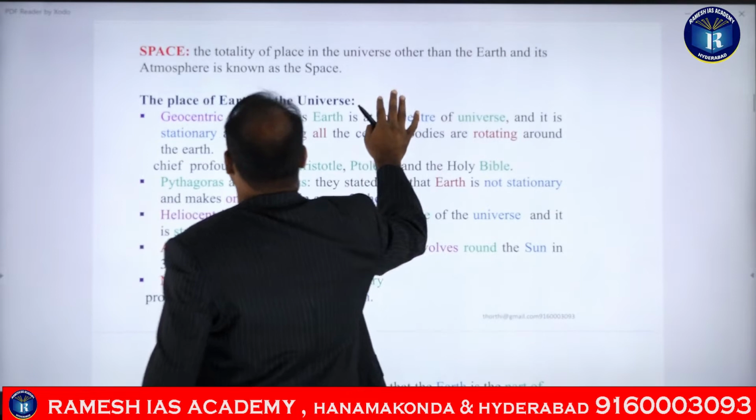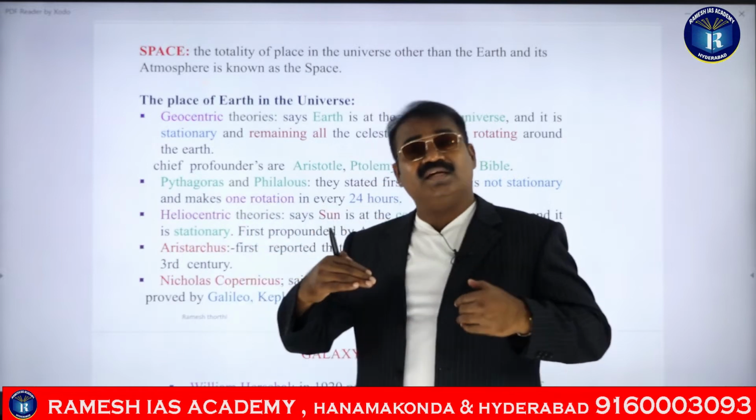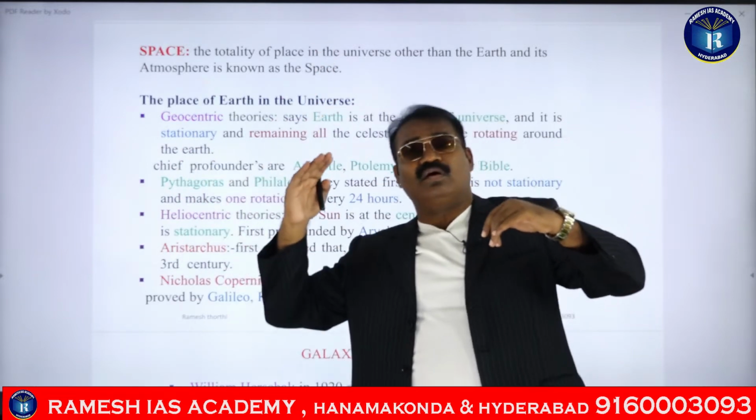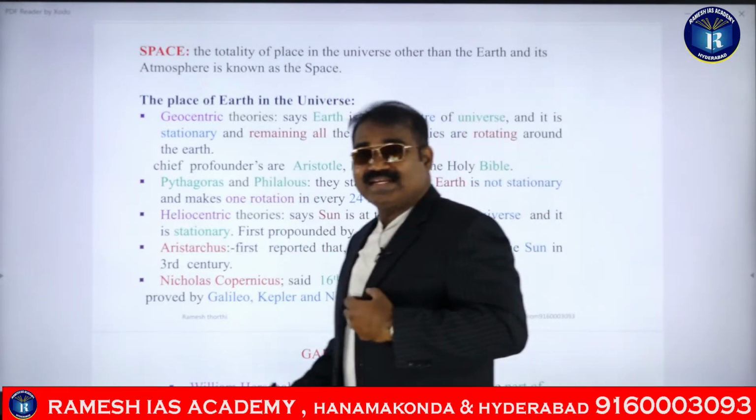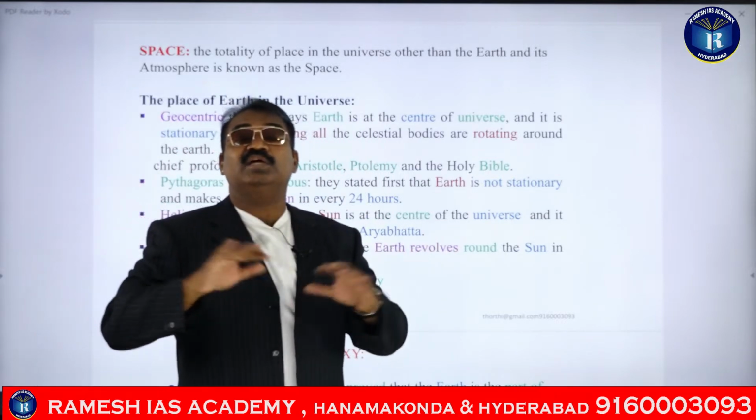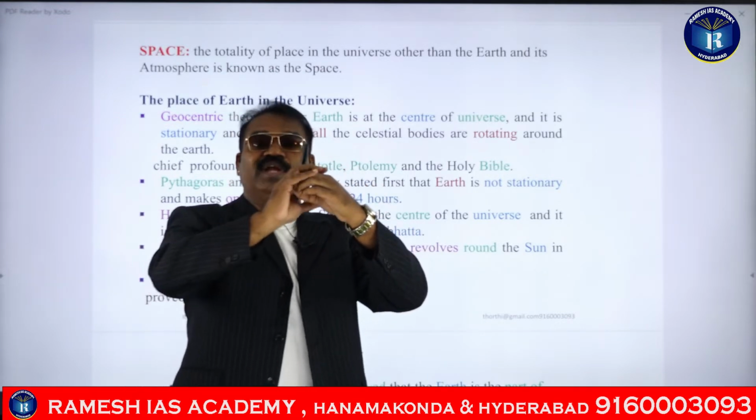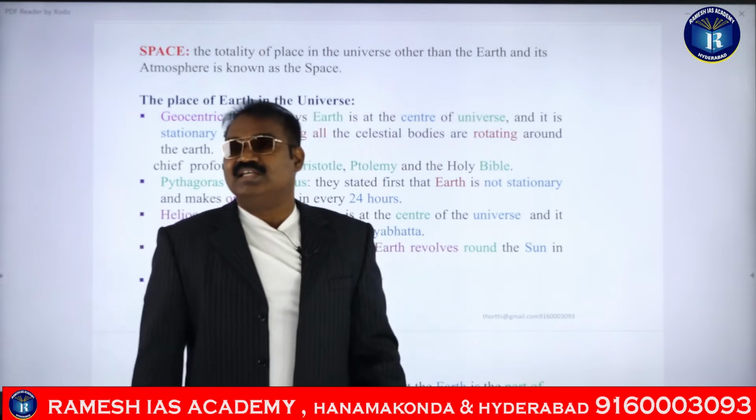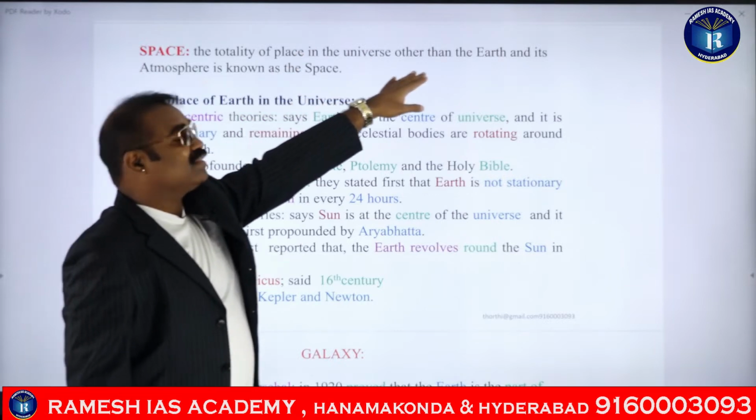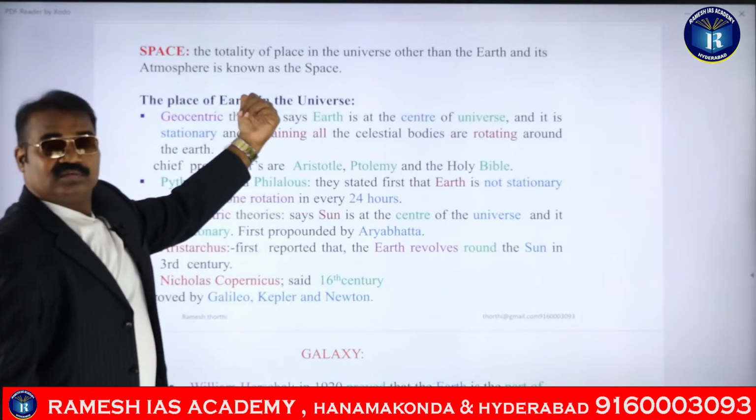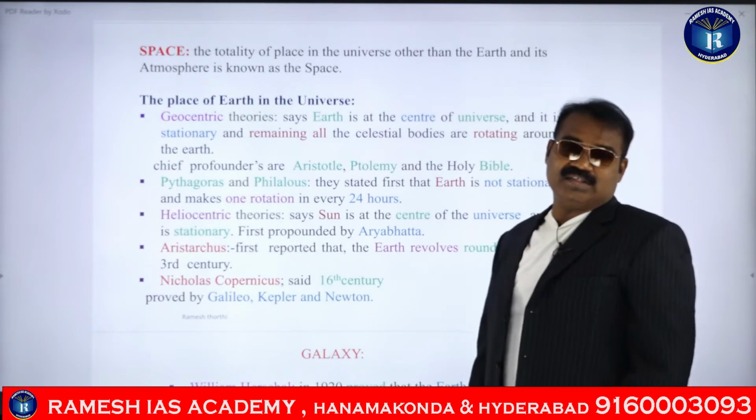Now the space. What is space? We all say that everything enters into space, or the rockets go to space. But what is space? Space is nothing but the universe devoid of Earth and its atmosphere. If this is the Earth and this is the atmosphere, if you take this out, the totality is called space. So space is the place within the universe other than Earth and its atmosphere. Take out the Earth and its atmosphere from the universe, and everything else is called space.